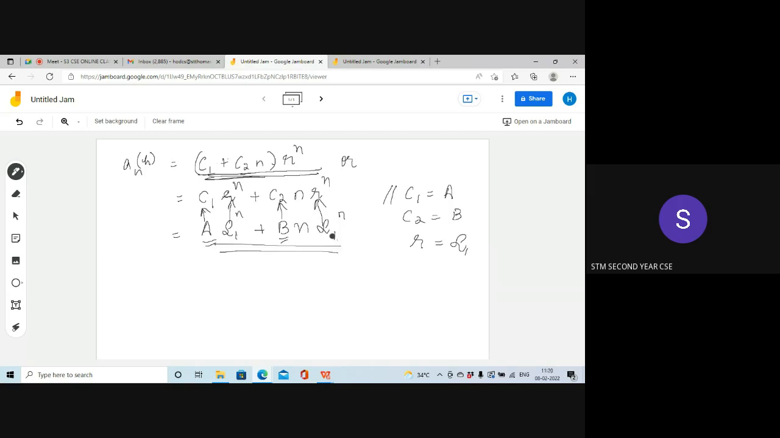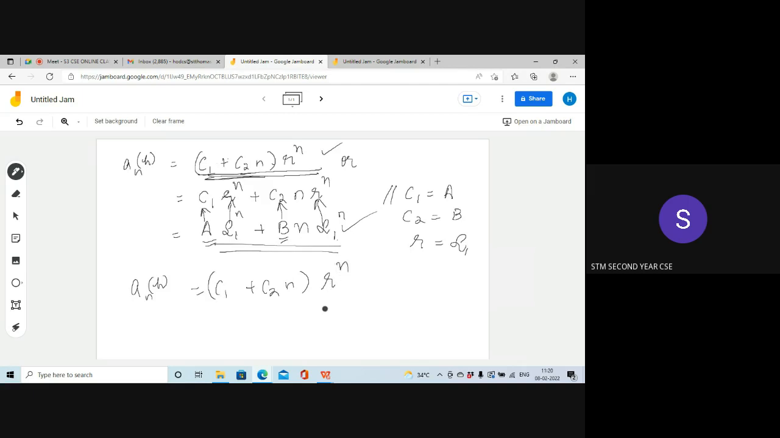So which formula is easier for you to remember? Which one should I use? C1, C2 or A, B? Both are the same. Okay, very good, I'll proceed with C1, C2. That's easy to remember. So we have the general form a_n of h is equal to C1 plus C2 n into r raised to n.